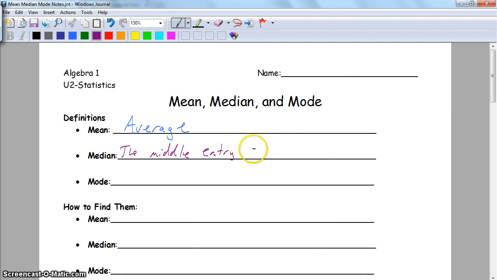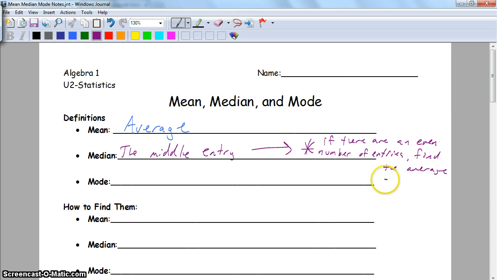Now, here's what's up about that. There is a little thing we got to talk about there. While it's the middle entry, if there are an even number of entries, you need to find the average of the middle two entries. And we'll do some practice with that. But if it's an odd amount of entries, it's pretty simple.